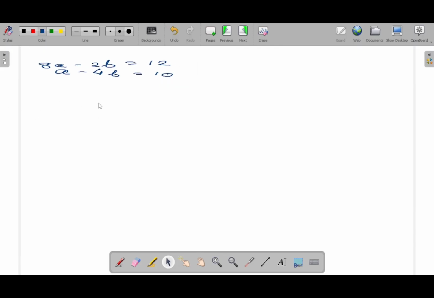So here I am going to choose elimination method. You can choose substitution method or any other method which you have learned in your grade 8 and 9. So here I am choosing the elimination method and I want to eliminate b. So to eliminate b, I have to make their coefficients equal. How can I do that? I can multiply this equation 1 by 2 to get 4 in the coefficient of b.